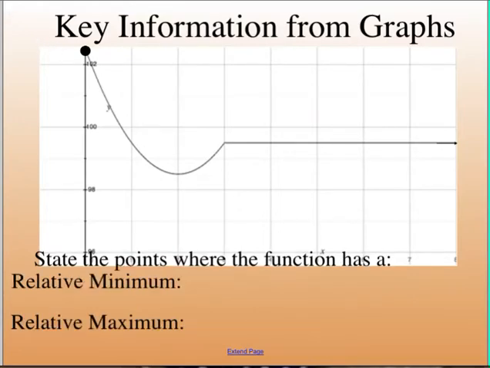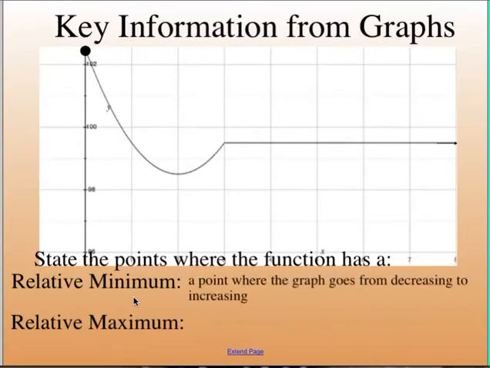Another point that we're going to be able to decipher on a graph is relative minimums or relative maximums. A relative minimum is where the graph goes from decreasing to increasing. And this is a point now. We're not talking about an interval. So looking at this graph, is there a place where it goes from decreasing to increasing? Yeah, it looks like it has a vertex down here, and according to the axes, it looks like it occurs at 2 and then about 98.5.